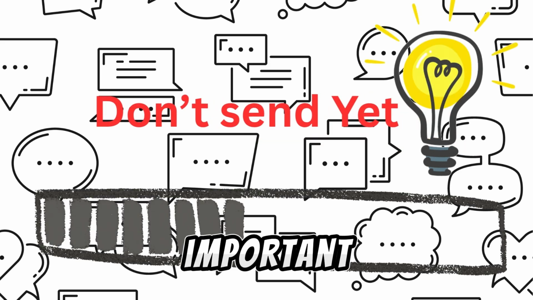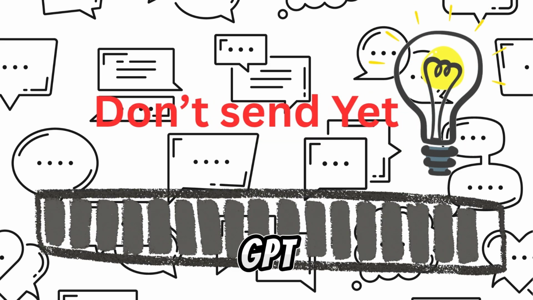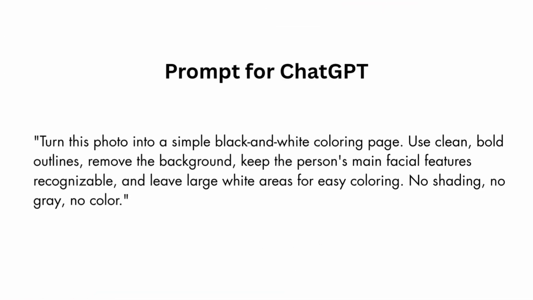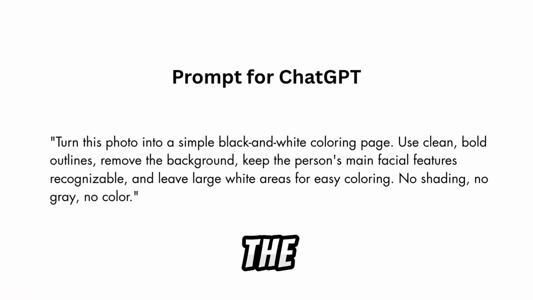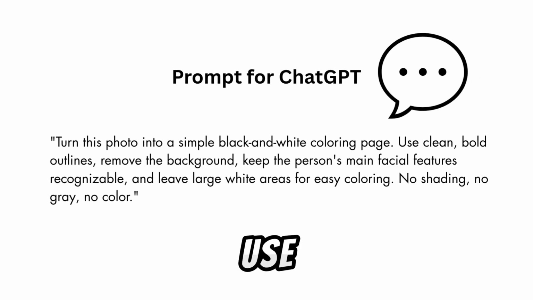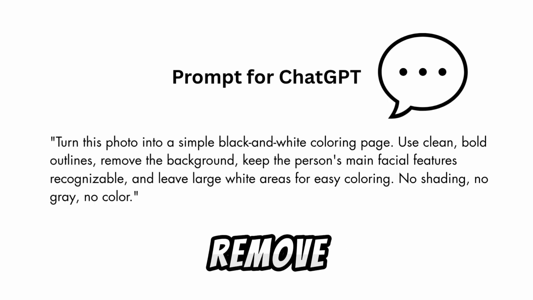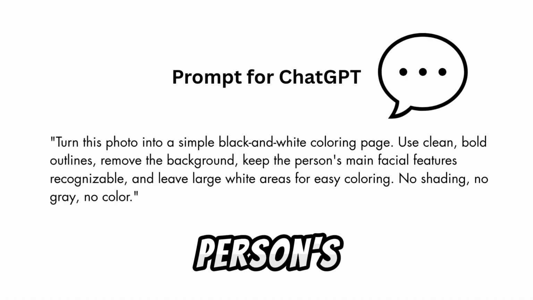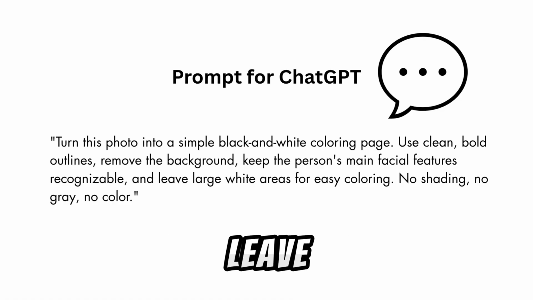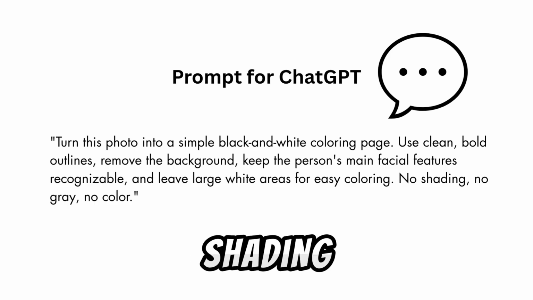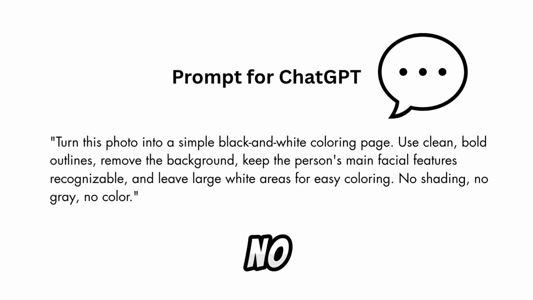Now comes the important part. We're going to tell ChatGPT exactly what we want it to do. You don't have to come up with the instructions yourself. You can simply use this prompt: Turn this photo into a simple black and white coloring page. Use clean, bold outlines. Remove the background. Keep the person's main facial features recognizable and leave large white areas for easy coloring. No shading, no gray, no color.